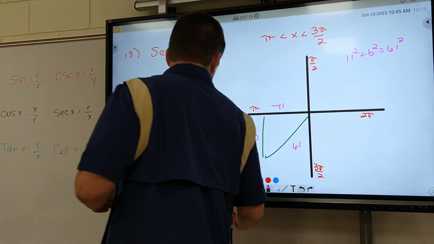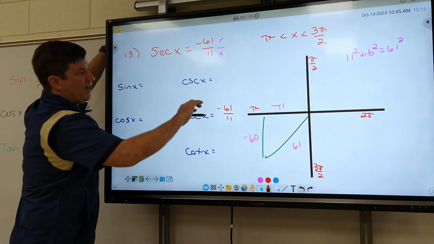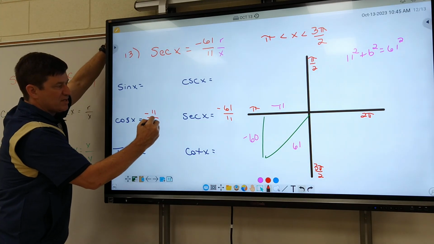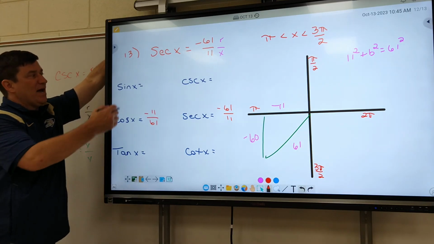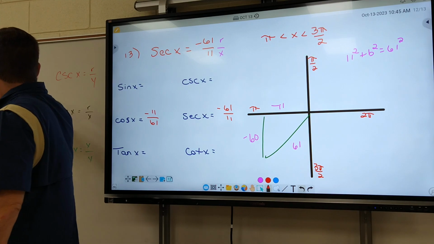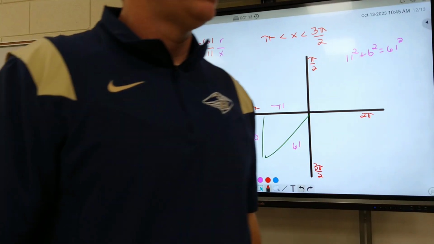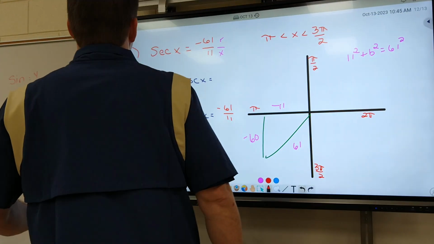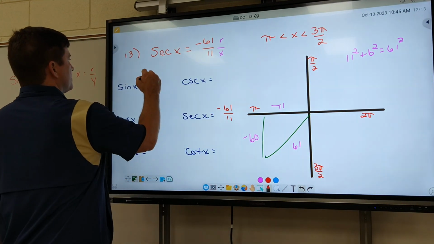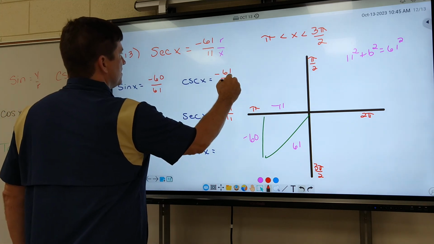So, let's write some answers in. Secant is negative 61 over 11. I can flip it, and that's negative 11 over 61. They gave us that one. How do we find sine? You look on the board, put y on top, put r on the bottom. Go. So my sine is negative 60 over 61. Flip it, negative 61 over 60.